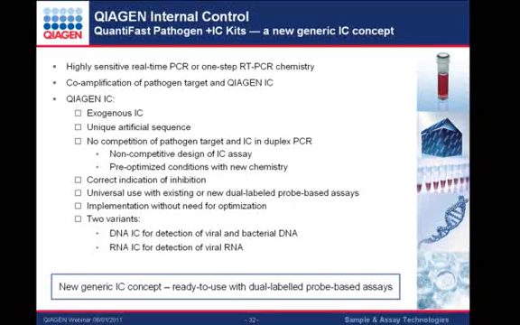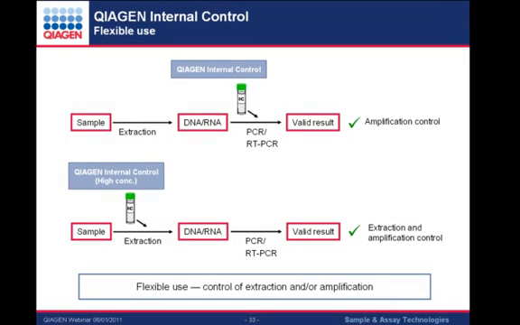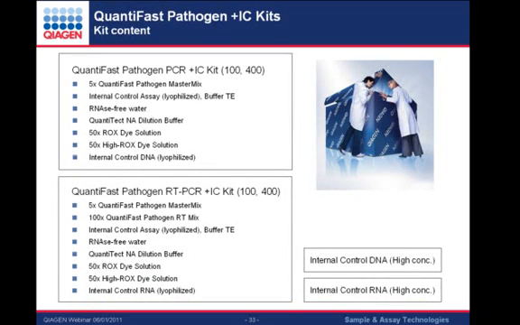Two variants of IC systems are available, a DNA IC for co-detection with viral or bacterial DNA or also with fungal DNA, and an RNA internal control for co-detection with viral RNA. The internal control DNA or RNA can either be added before PCR or RT-PCR for use as an amplification control, as you see in the above picture, or it can be added before the extraction for control of both nucleic acid purification and amplification.